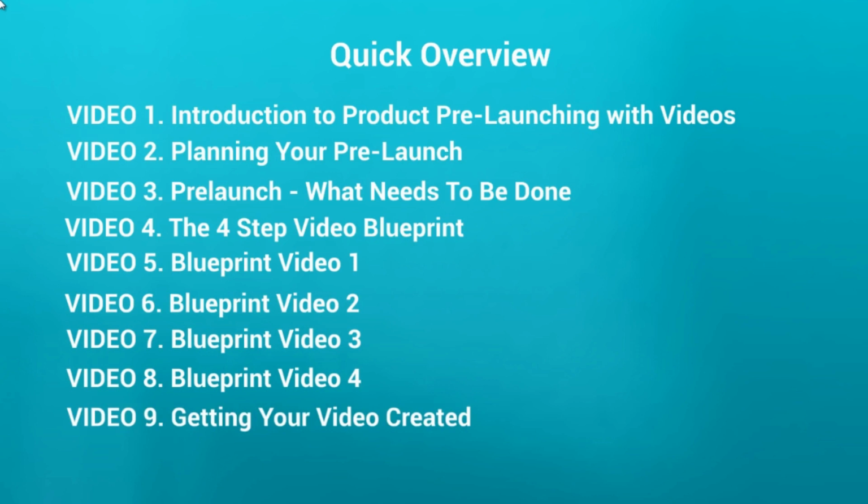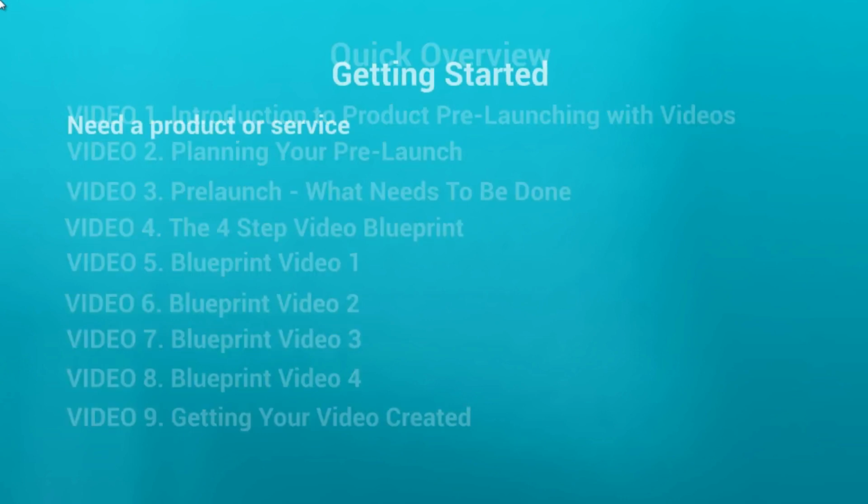And of course, last but not least, we have video number 9, which is getting your video created. So once you have an idea of what it should look like for videos 1, 2, 3, and 4, we want to give you a better direction on how you can get your videos created, either by yourself or you can hire a professional video spokesperson. Where do you go for that? And all of that.